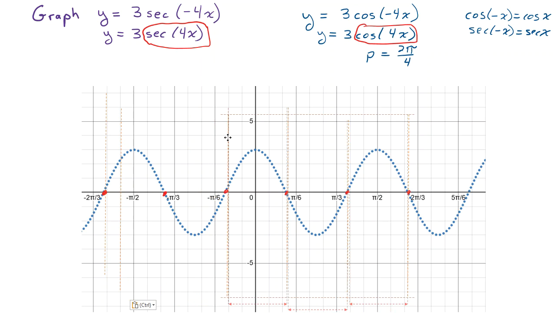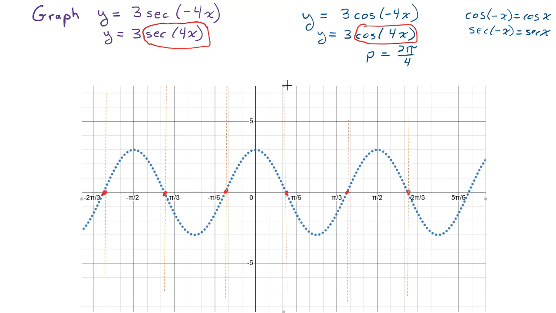Okay, the next thing we're going to do is look at where the cosine part has outputs of 1 and negative 1. Actually, the cosine of 4x will have outputs of 1 and negative 1, and the graph itself will, because of the amplitude, shoot up here to 3 and negative 3. Okay, so let's find one of those points and talk about that a little bit. Let's say right here. At x equals 0, this bit right here is going to come out to be 1. So multiplied by 3 will be 3.